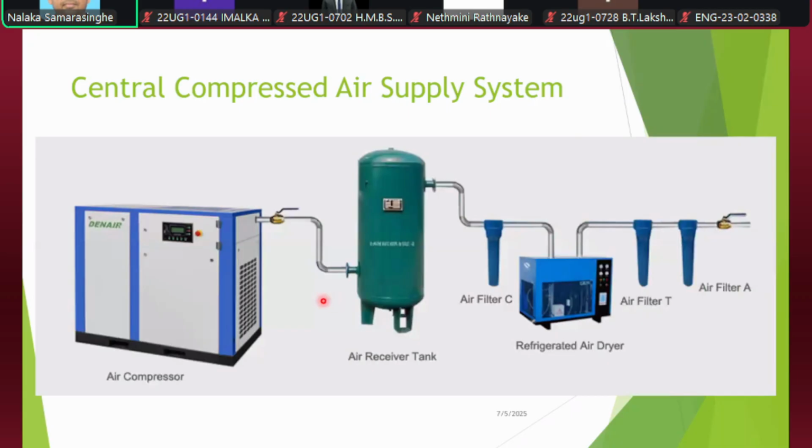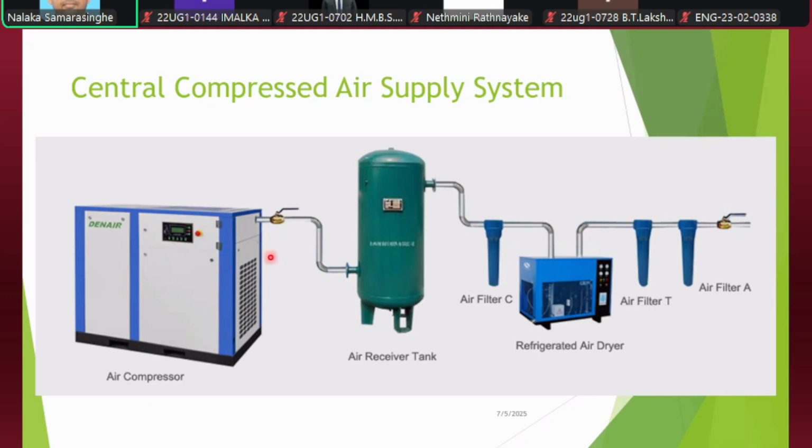So here is another setup. We have compressors. Actually, this box type compressor is what you call a screw type compressor. With the screw type compressor, we can pressurize air to a higher pressure.